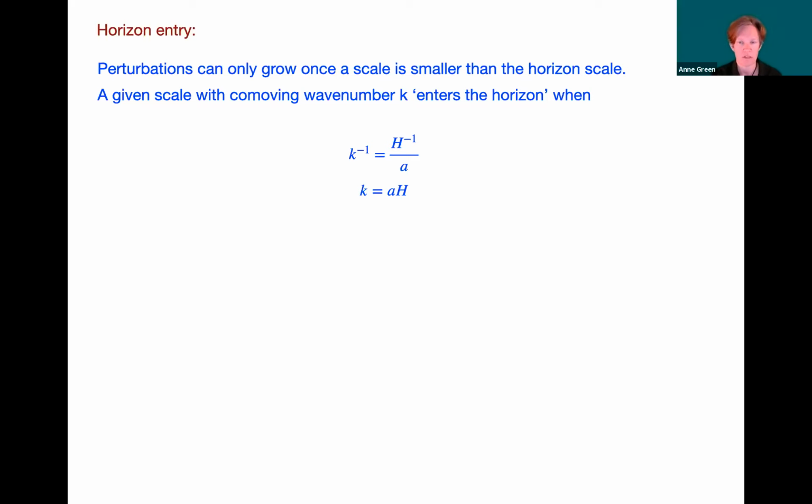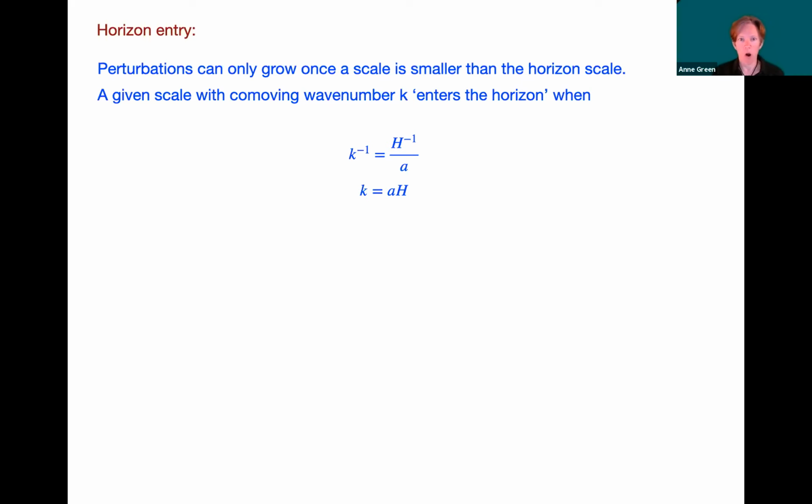So a key time is horizon entry, when the inverse of the co-moving wave number, k^-1, becomes equal to the co-moving horizon. So the horizon is H^-1, and then we divide by the scale factor a to make it co-moving. So horizon entry is when those two things are equal. So it occurs when k is equal to aH. And that'll play an important role now in structure formation and later on when we come to look at inflation.